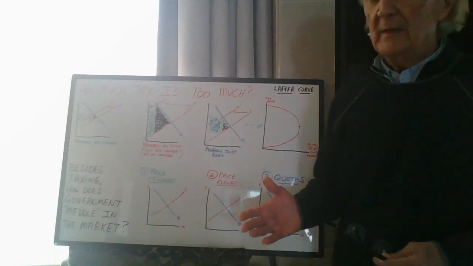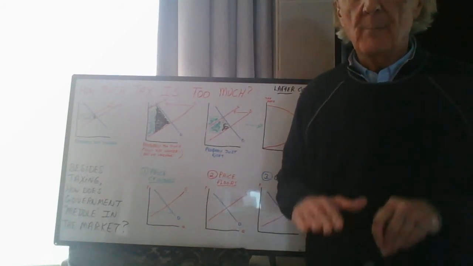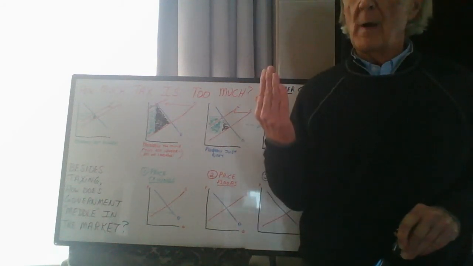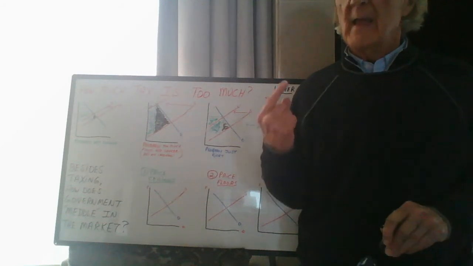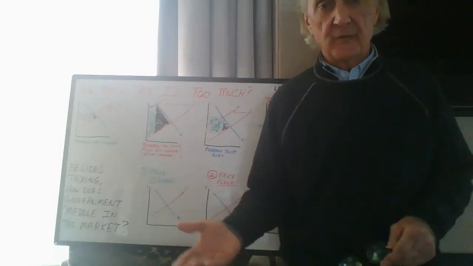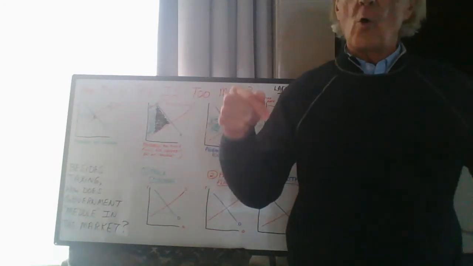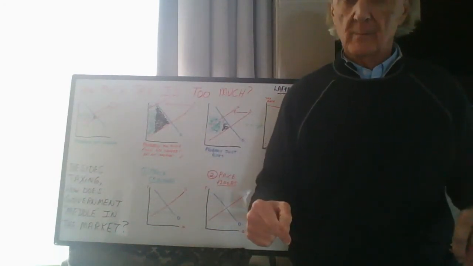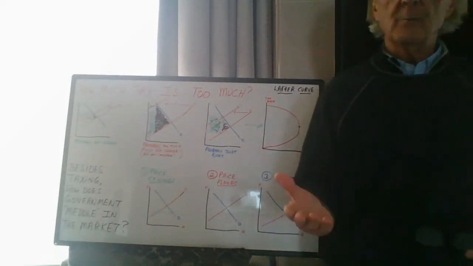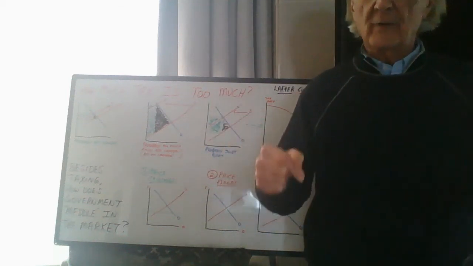But a ceiling means the price cannot go above the ceiling. Just think of a ceiling. The price cannot go above the ceiling, all right? And it's a mandated price by the government. Same way with a price floor. The price cannot go below the floor, all right? Minimum wage would be a classic example of a price floor. The price cannot go below the price floor.